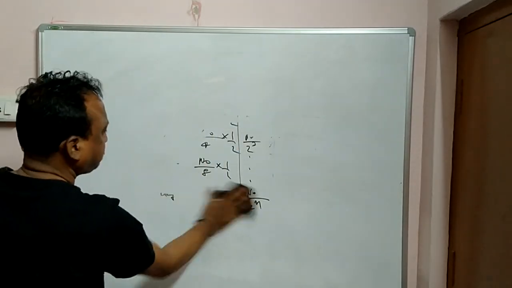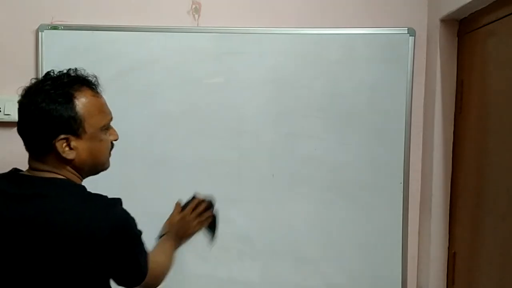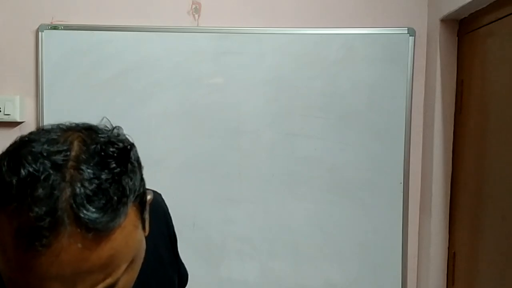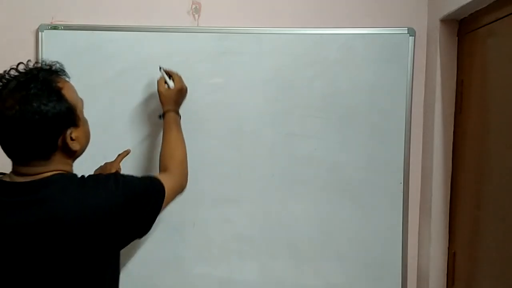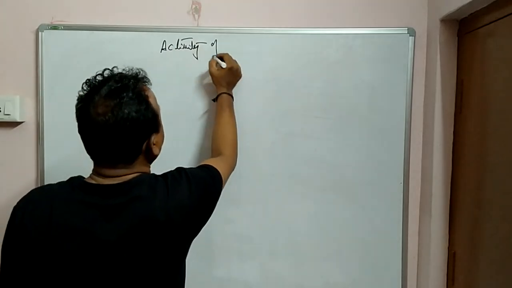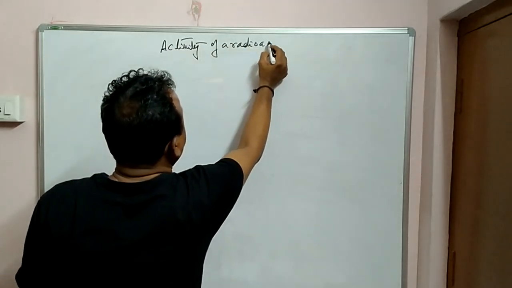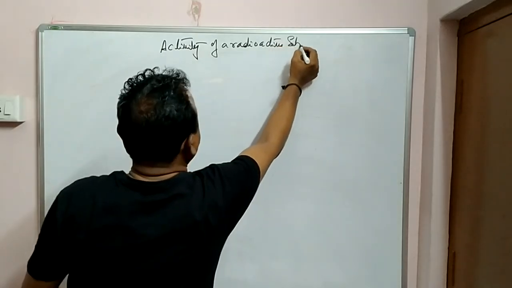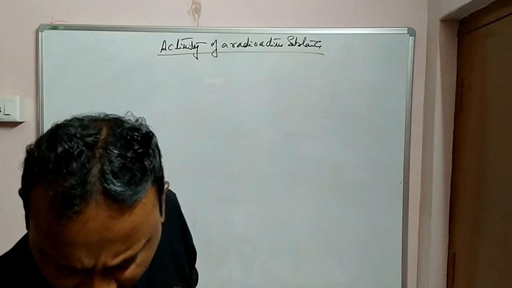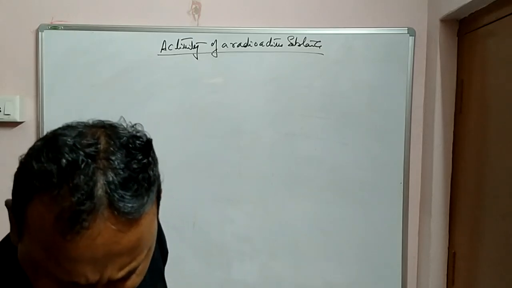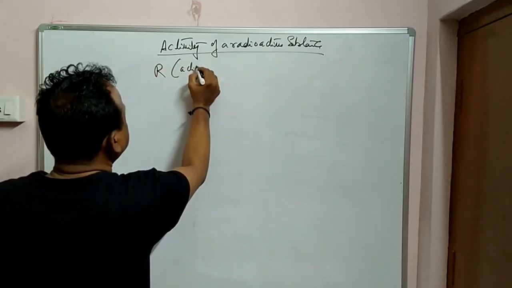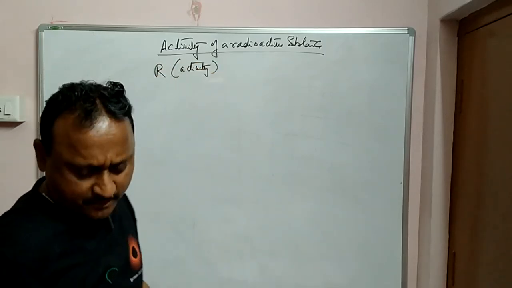Okay, now let us go to the next one, that is the activity of a radioactive substance. Next one is activity of a radioactive substance. Activity and radioactivity are one and the same. Generally, activity is given by R. Okay, activity is given by R.